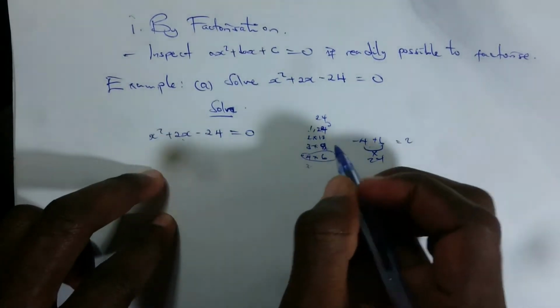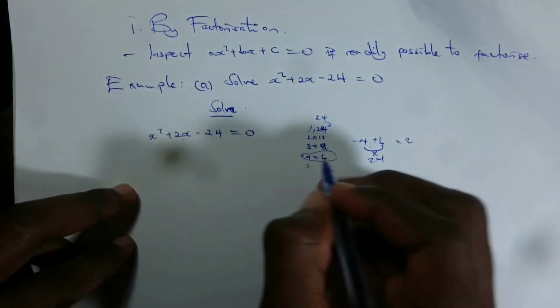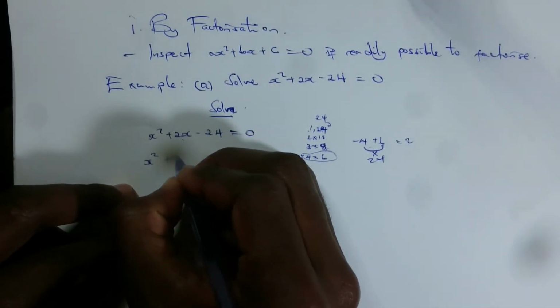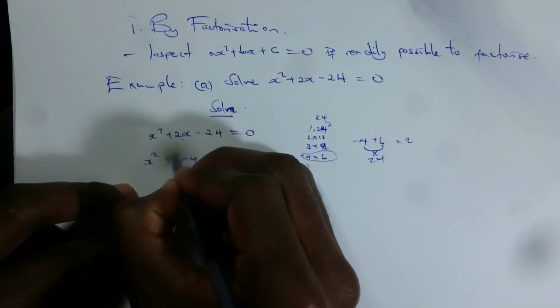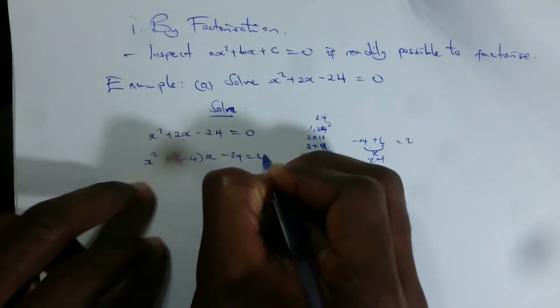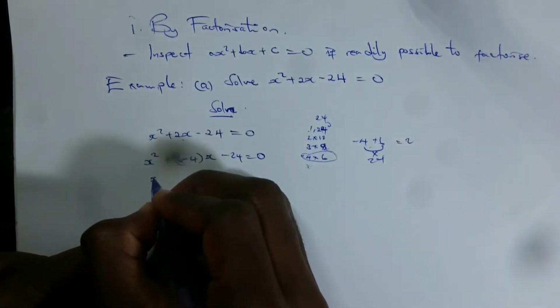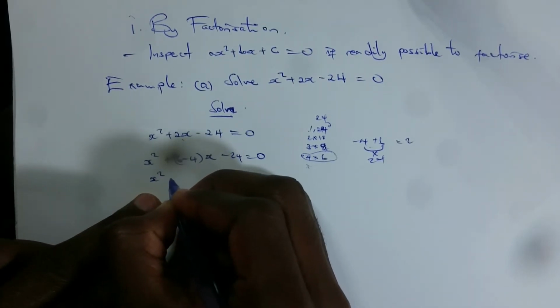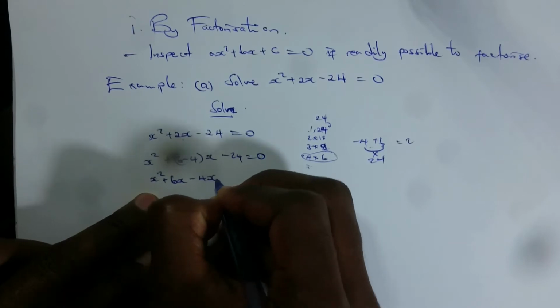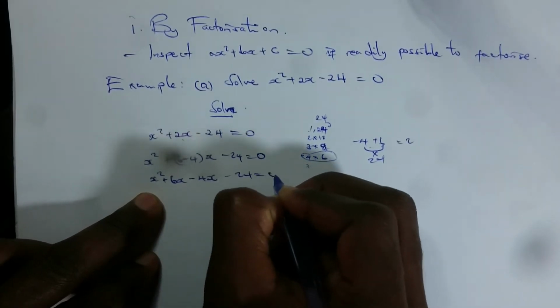So that's why the factors we're going to consider for this case are these. Now we say x squared plus, our 2 is now 6 minus 4, x, this representing 2x, minus 24, giving us 0. So now we have x squared plus 6x minus 4x minus 24 equals 0.